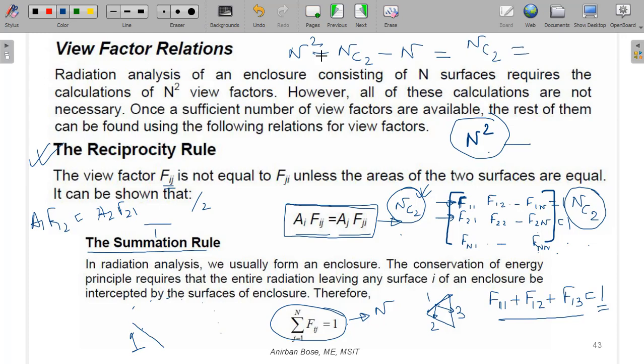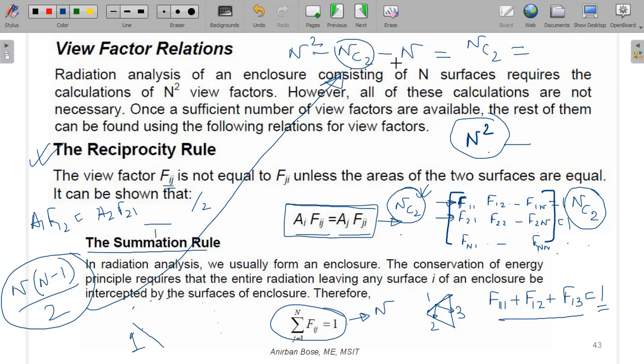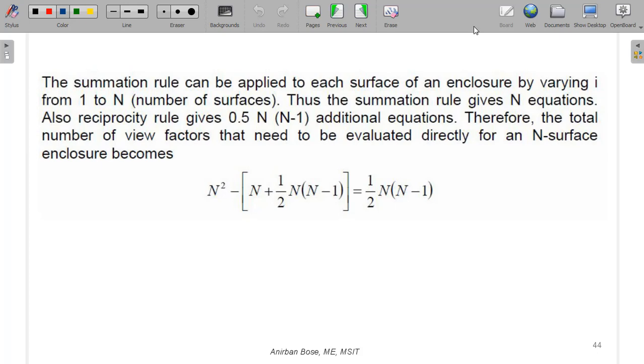You just simplify it, because NC2 is n into n minus 1 divided by 2. Just put this expression here and simplify this algebra, and you will find the result is again n into n minus 1 by 2. So NC2 is the total number of independent view factors possible. That has been done, and finally you come up with the result: the number of independent view factors is n into n minus 1 by 2.